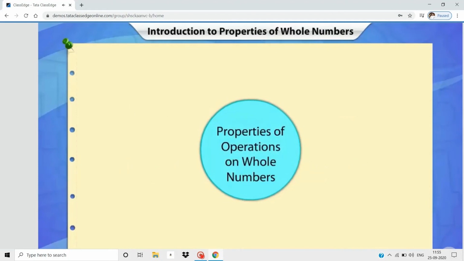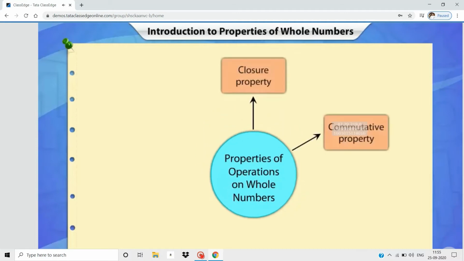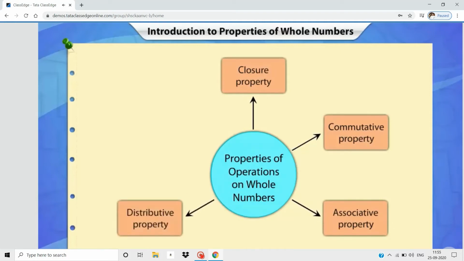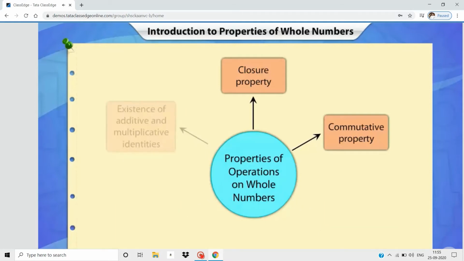There are more such properties of operations on whole numbers. The properties of operations on whole numbers include closure property, commutative property, associative property, distributive property, and existence of additive and multiplicative identities. Let us explore closure and commutative property.